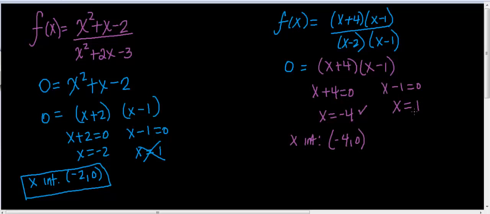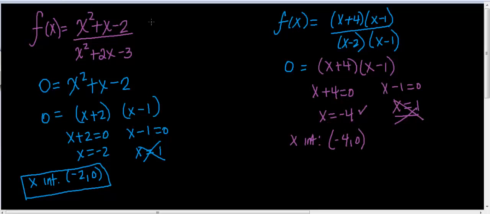Let's check x equal to 1. Already I know if I plug in a 1 here, I get 1 minus 1 is 0. And 0 times anything is 0. So this value will make my denominator 0, or undefined. So this is not an x-intercept. Okay?